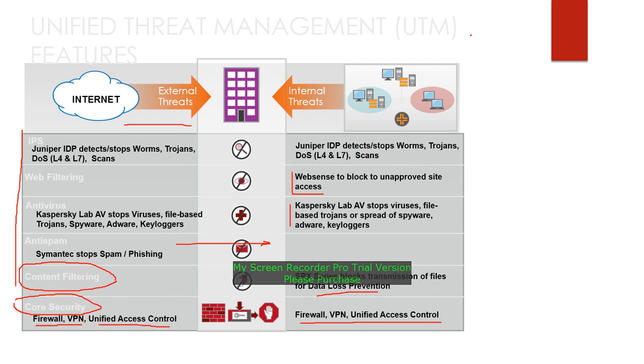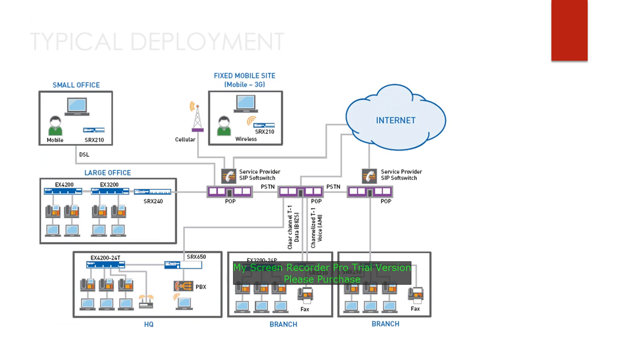So this is a UTM, meaning all in one. We can say it's a bunch of multiple features and multiple licenses. So as per your requirement, you can purchase multiple licenses and install them on your box, and you can use the services as per your requirement.